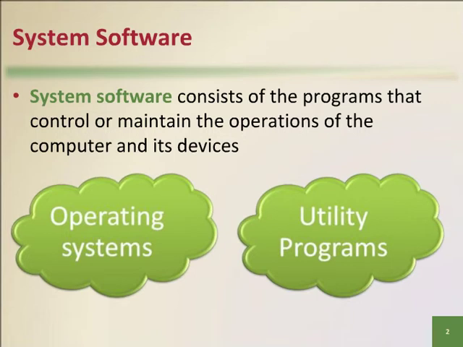There are two major categories of software: system software and application software. System software consists of programs that control or maintain the operations of the computer and its devices and consist of the operating system and utility programs. In order to run any type of application software, system software, specifically an operating system, must be running.